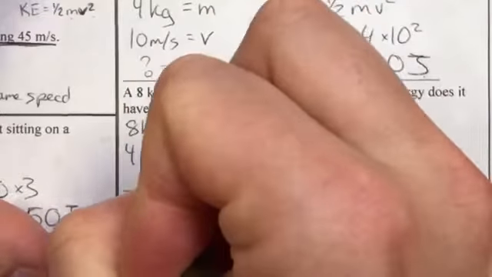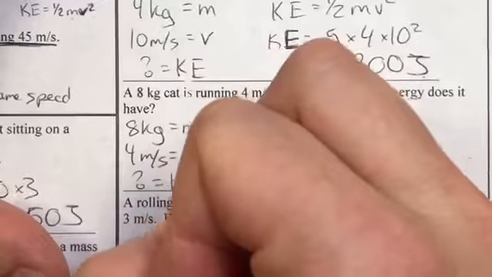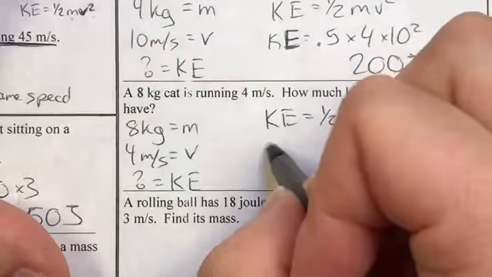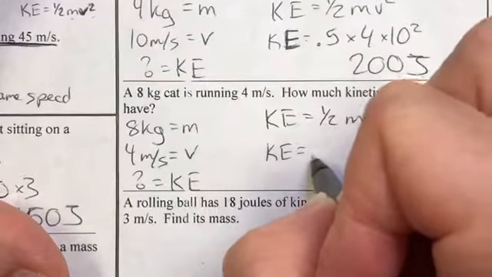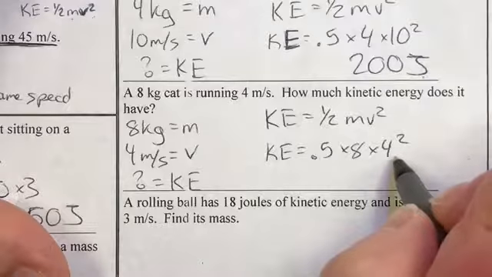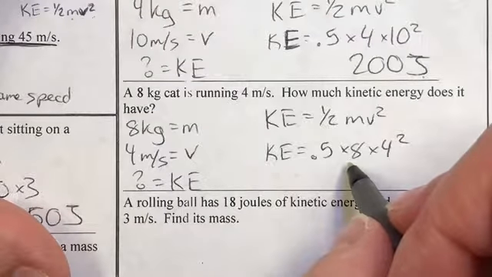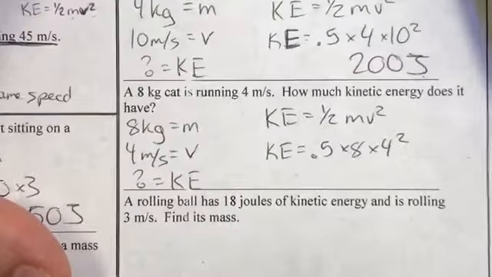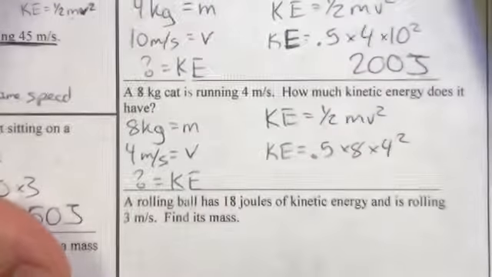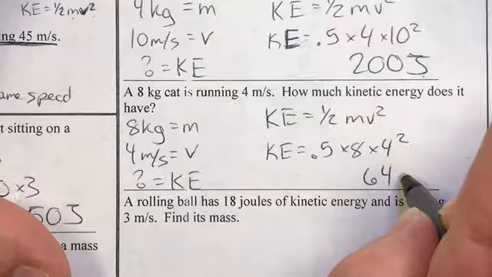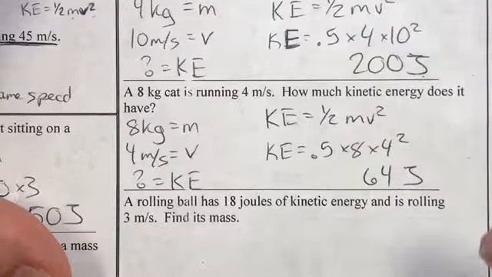8 kilogram cat. Kilogram measures mass. 4 meters per second. That measures velocity. Question is asking for kinetic energy. Kinetic energy is 1/2 mass velocity squared. Plug in the values. KE equals 0.5 times 8 times 4 squared. 4 squared is 16. 16 times 8, then 1/2 of that. 64 is your answer. Kinetic energy measured in joules.